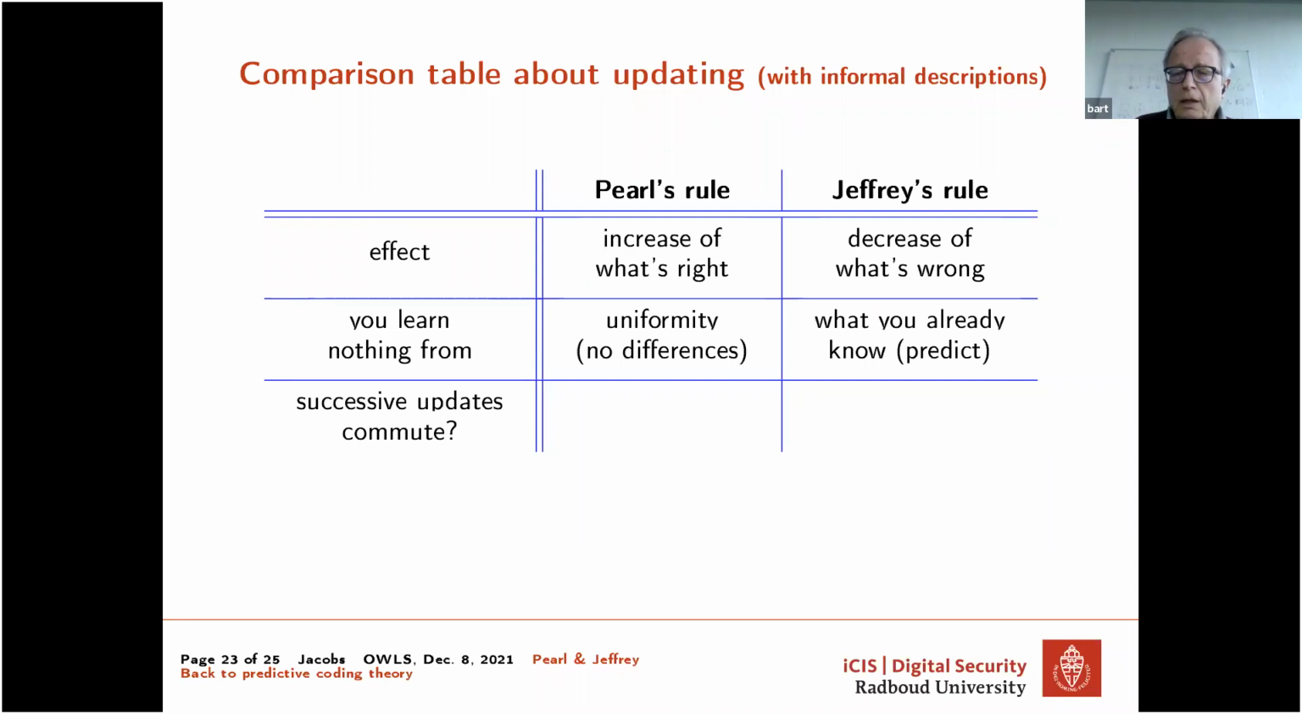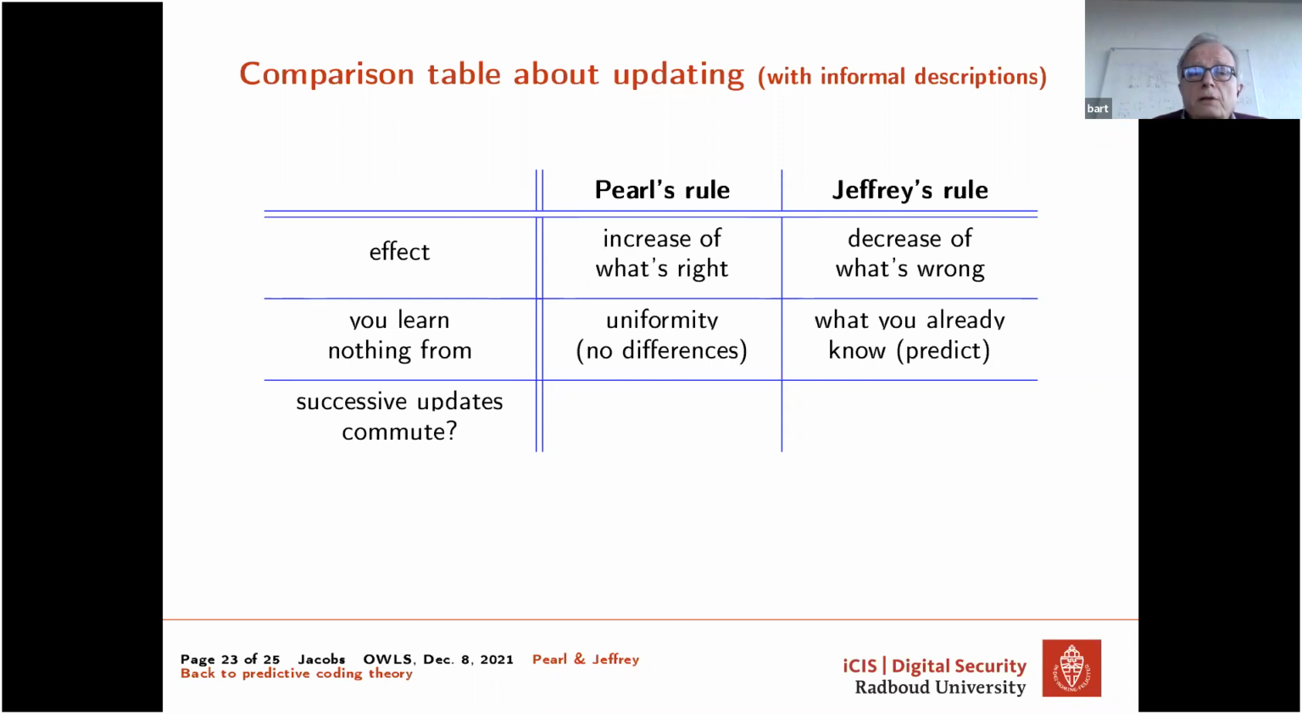When you learn nothing in Jeffrey's sense, the evidence is exactly what you already predicted. Somehow that also makes sense. If I can predict something and what I see is precisely what I predicted, there's no reason for me to update, so I learn nothing. And if I compare this to Pearl's rule, from Jeffrey's perspective, if everything looks the same in the outside world and I predicted something which is non-uniform, I can still learn from that. So the fact that things are uniform in the outside world is informative in a certain sense in comparison to what you predict. Okay, makes sense.